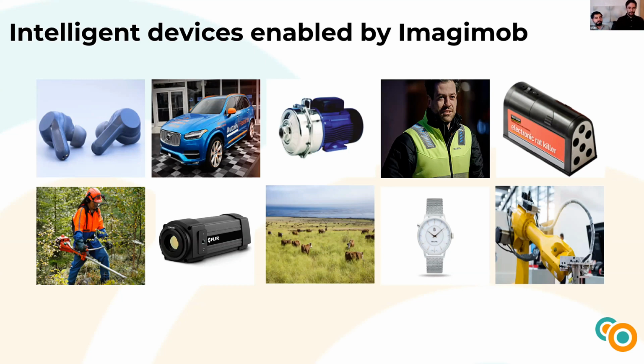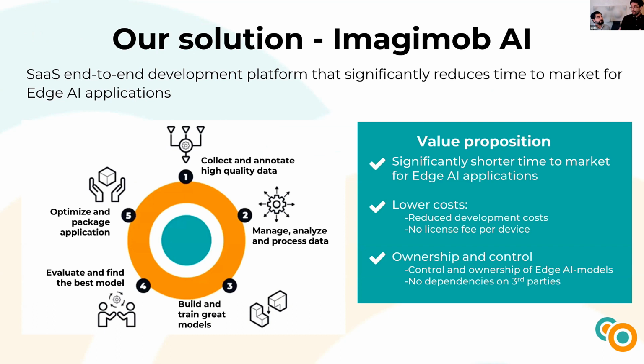We've done predictive maintenance in pumps. We've done gesture control in earbuds. And going through building all these applications led us to build Imagimob AI as a platform to allow us to go through these projects faster and with higher accuracy of the models. So shorten the time to market.